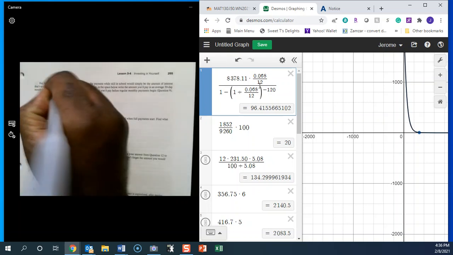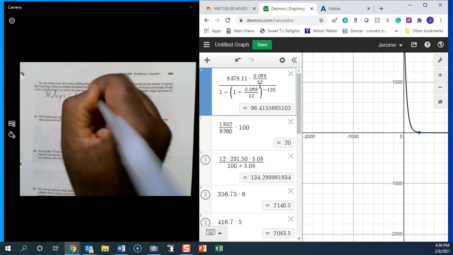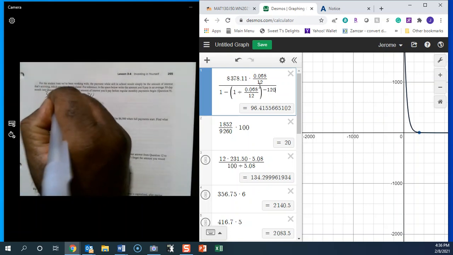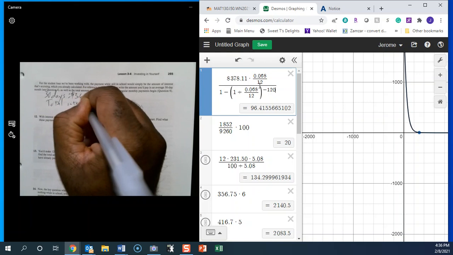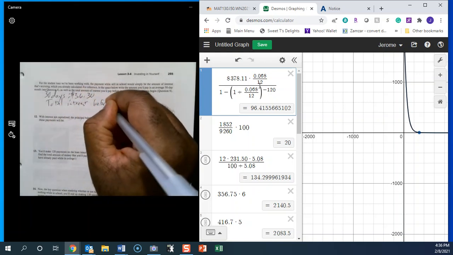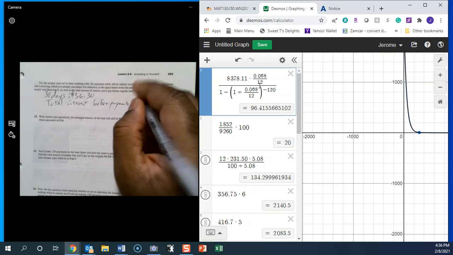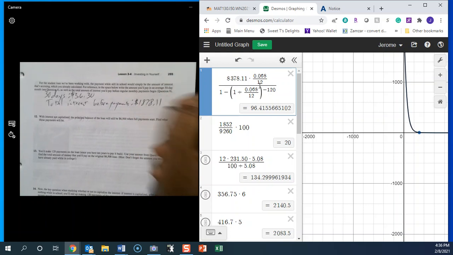So 30 days, it'll be $36.30. We already calculated that before. And the total interest, which we calculated again before payments, is $1,878.11.